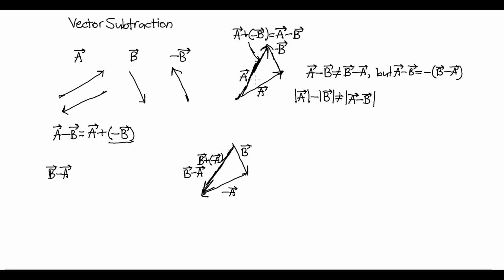Okay, so those are the basic vector operations. When we get to multiplying two vectors, things start to get a bit different. We'll see that next video.